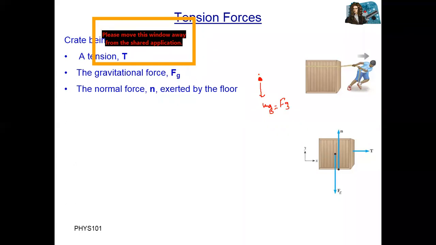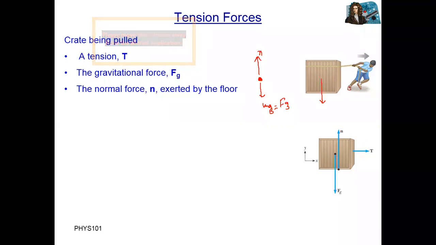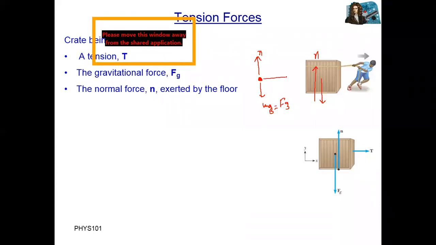The second force is upward. This is the normal reaction from the ground. The crate applies a force downward, the gravitational force, and the surface applies an upward force. That one is called the normal force. The third force is on this body because the man is pulling it, so we also have an applied force. You can say FA means applied force.